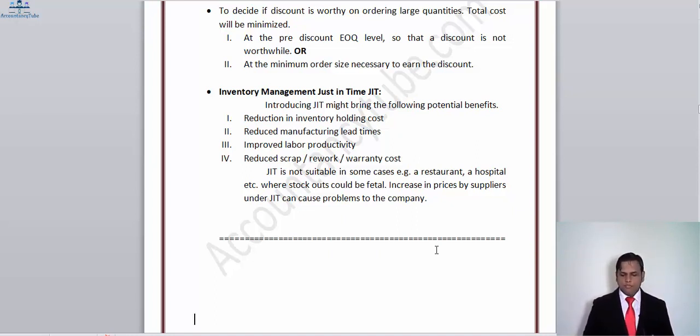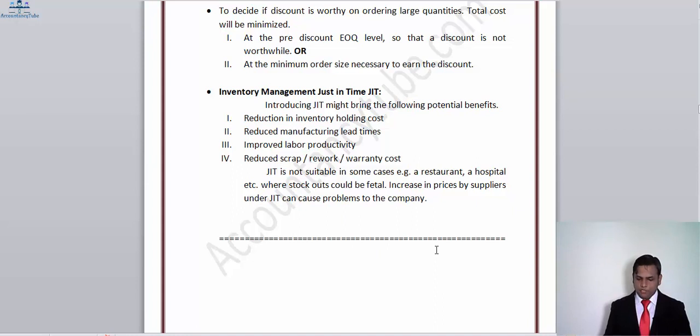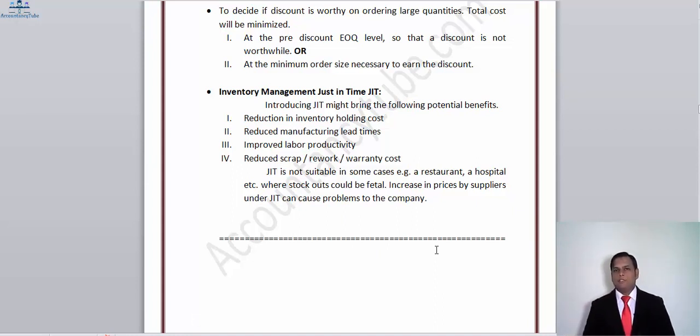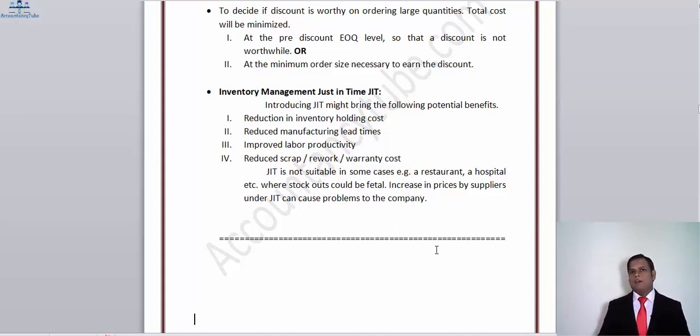Just in time is not suitable in some cases. That is written over here: a restaurant, a hospital, etc. In a hospital, if you follow just in time, it's obvious that the patients won't be waiting for the emergency treatment for the hospital to get the medicines and medical supplies from its supplier. It has to be present in the premises because in this case stockouts or delay can be fatal. In restaurant businesses as well, you cannot exercise a just-in-time system. You cannot expect your vegetable supplier to deliver the vegetable supplies after the customer places an order.